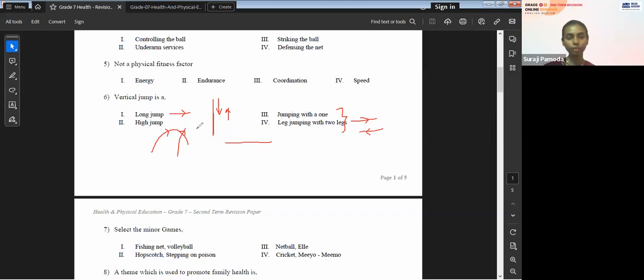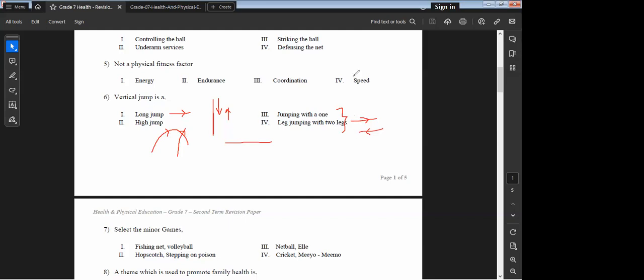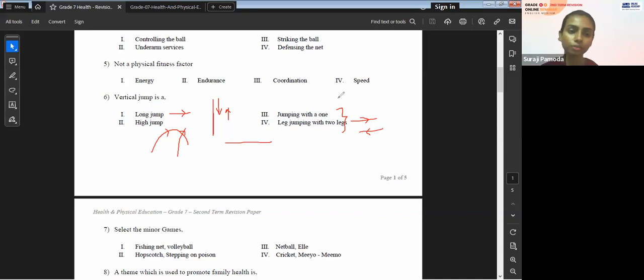So it is the vertical jump. Did you understand that one? Yes, ma'am. Okay, so the answer should be high jump, right? For the sixth one. Right.